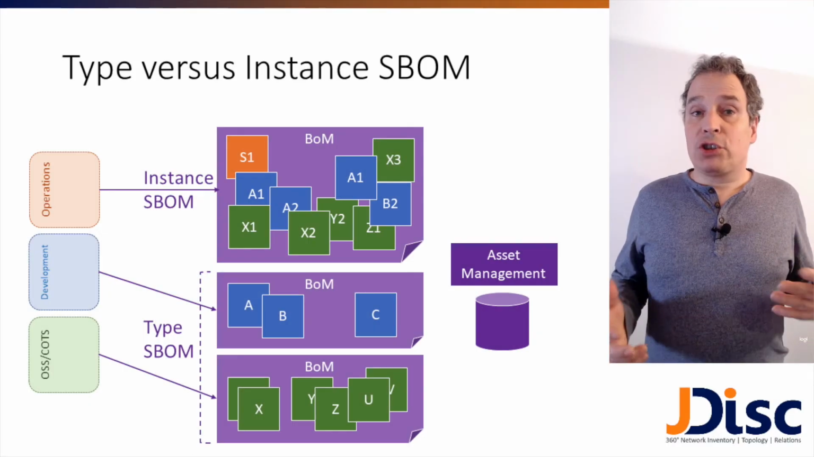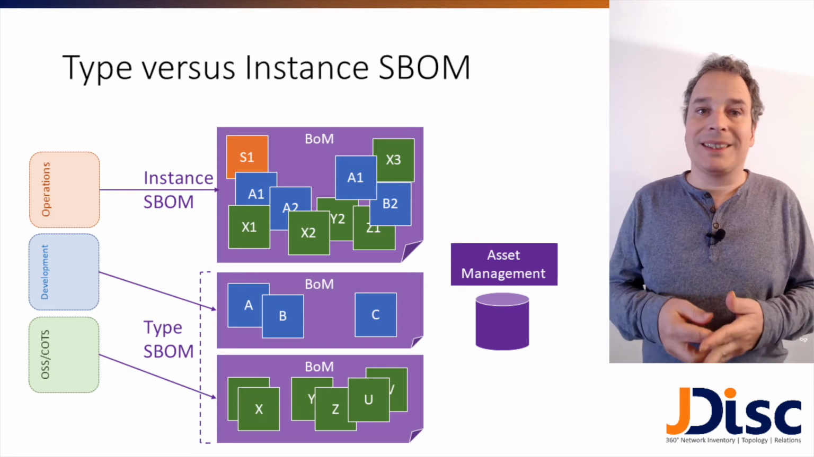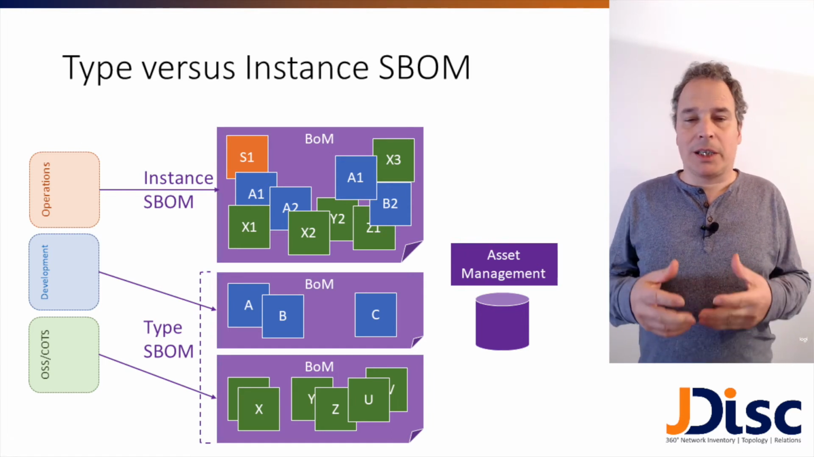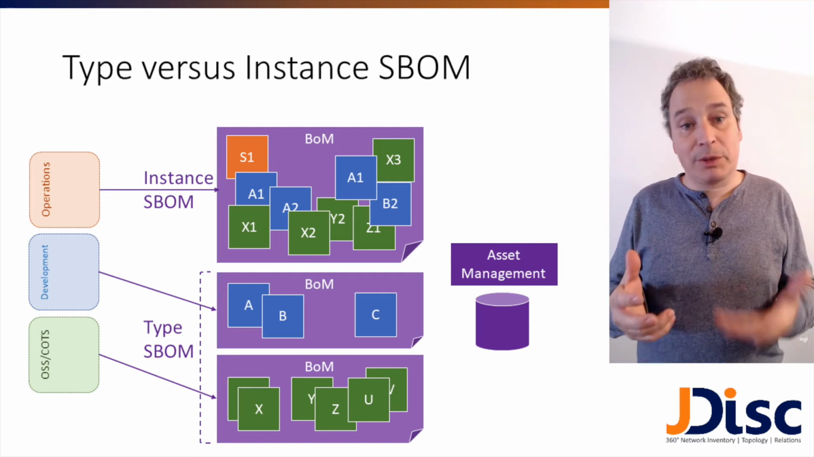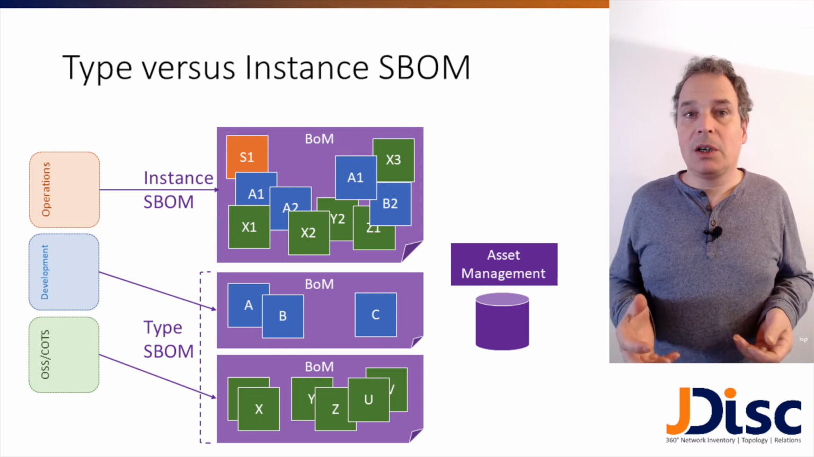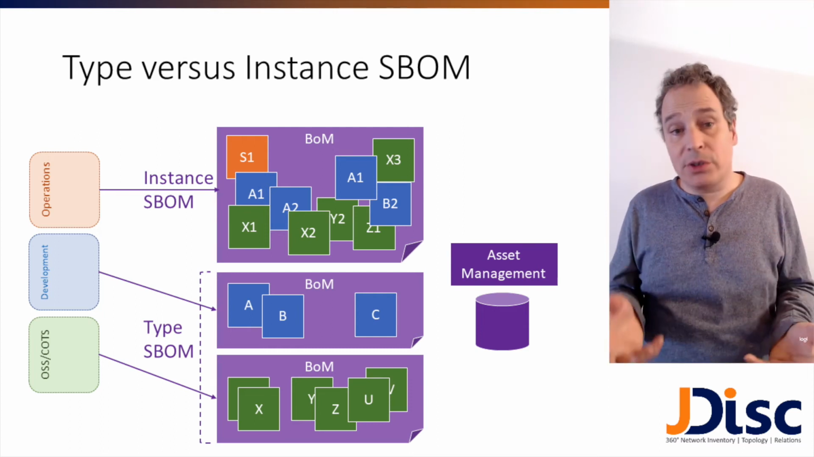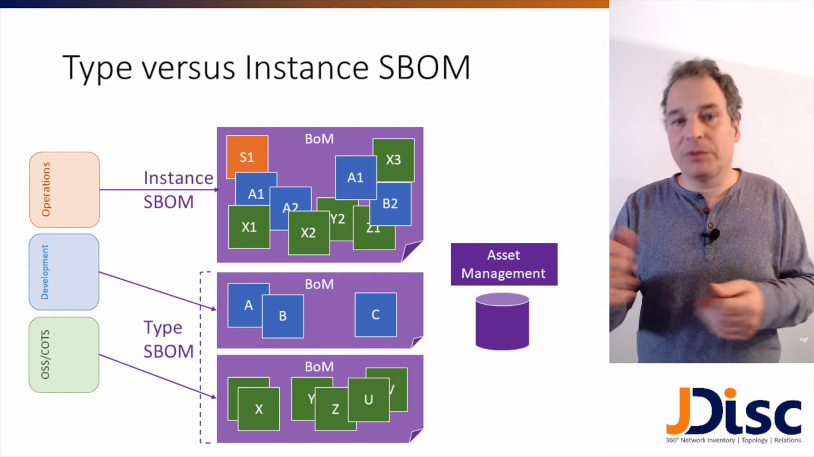Now let me shortly point you to a small difference. Normally you have what's called a type SBOM. That means you have a certain software which can of course be used on multiple systems. So this type of software has always the same components. On the other hand, if you're looking at the system, you have instantiation of this software on one server, another server, in a cloud environment, etc.